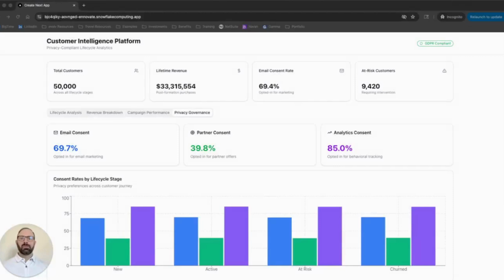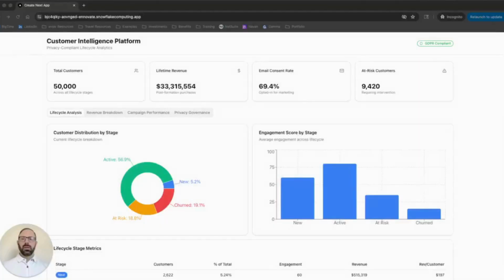The last section is privacy governance. This ensures Lifecycle Analytics stays compliant with modern privacy requirements. Here we track consent across 3 areas: email marketing, partner offers, and behavioral analytics. By embedding consent tracking directly into the Lifecycle platform, organizations can confidently activate customer insights while staying aligned with privacy regulations.